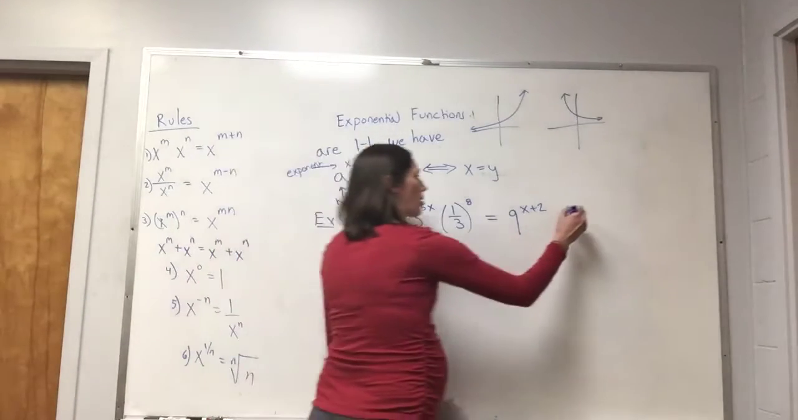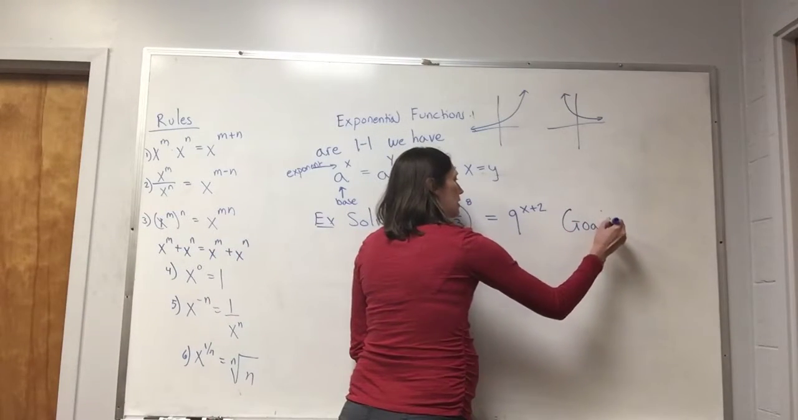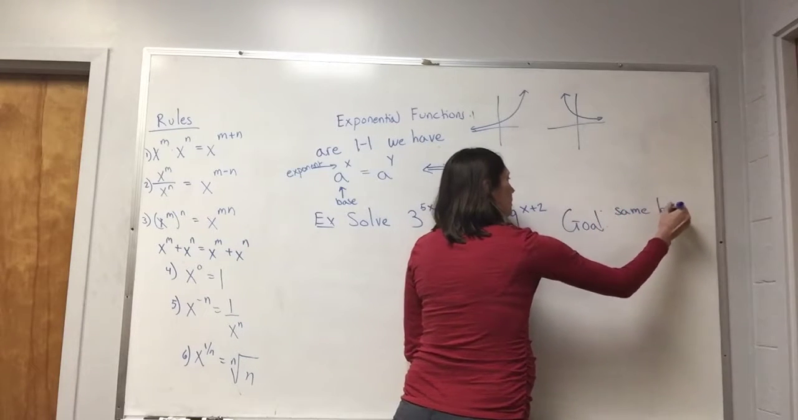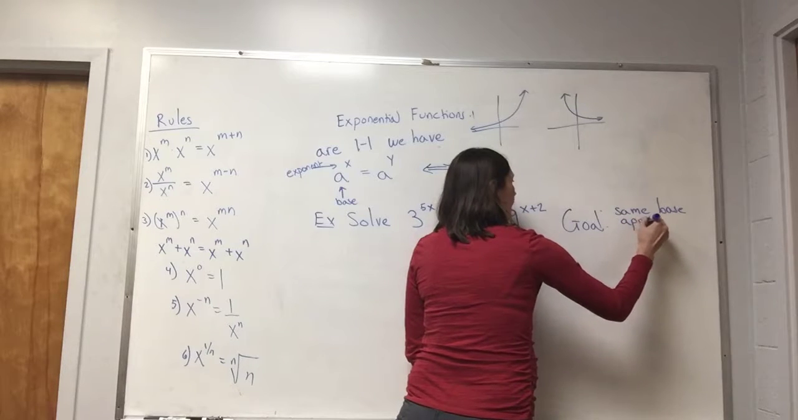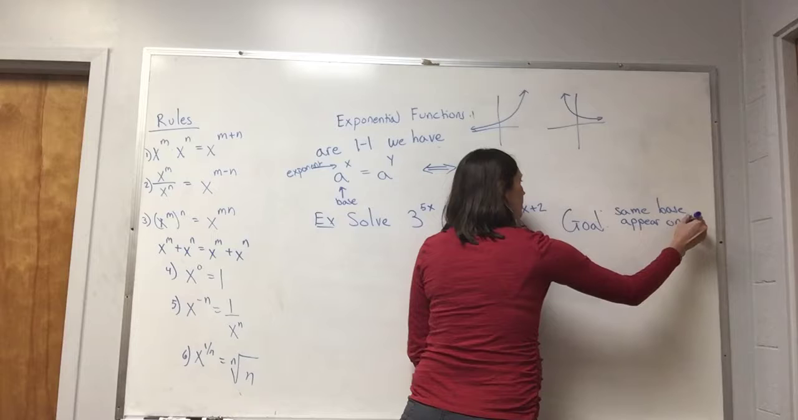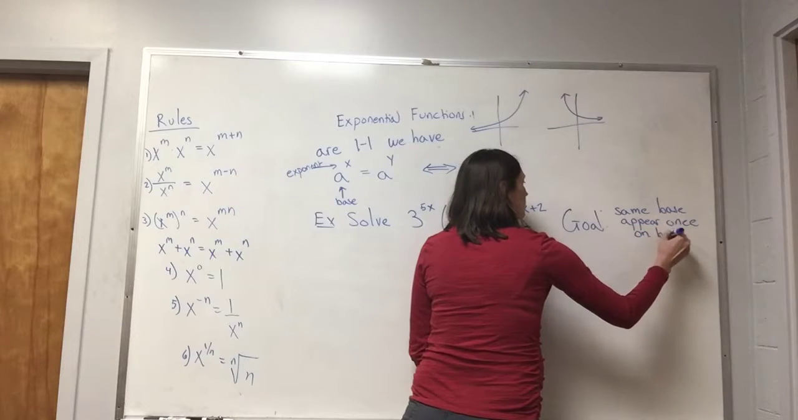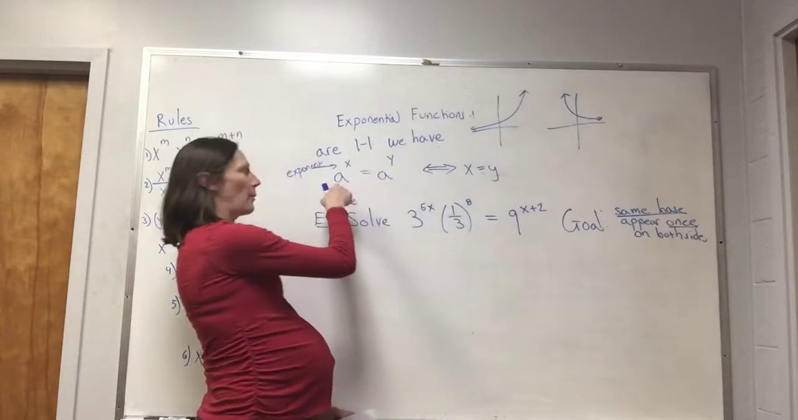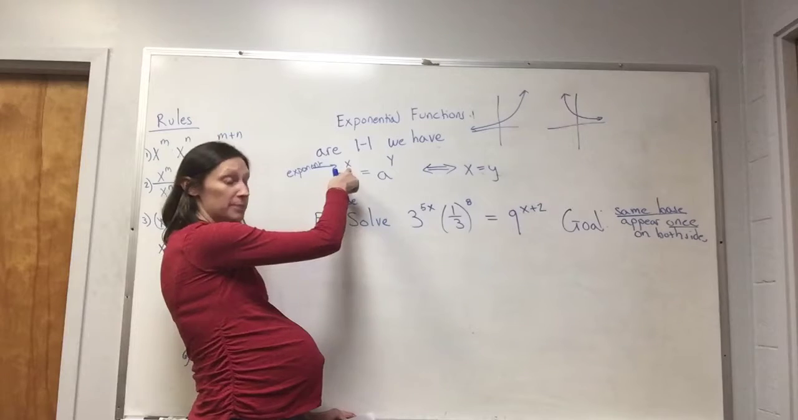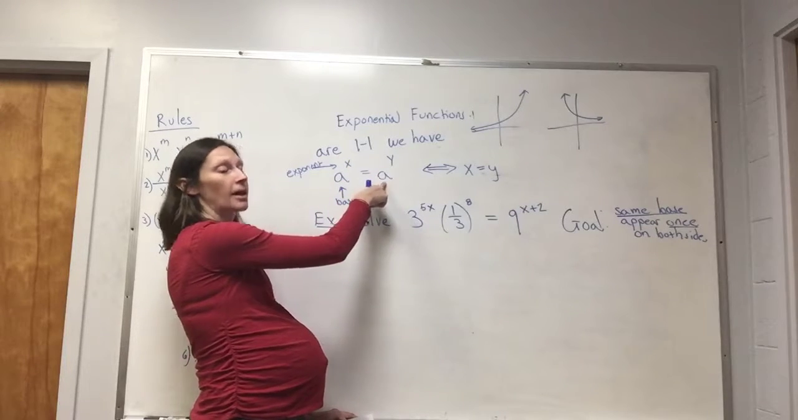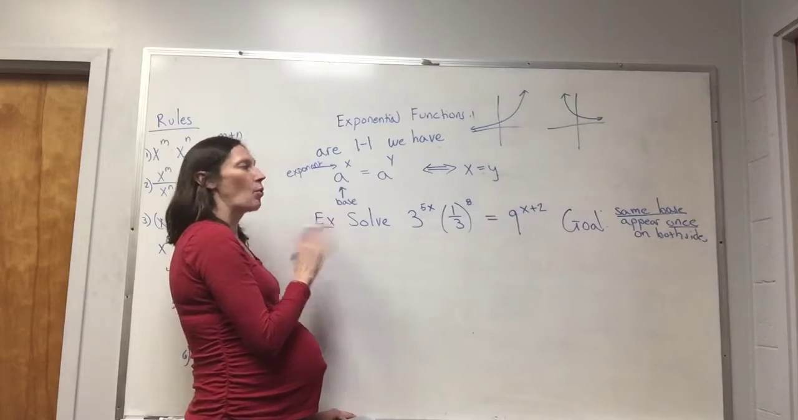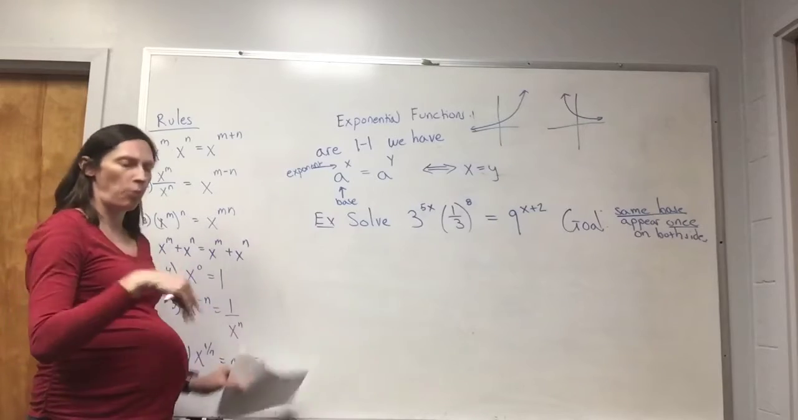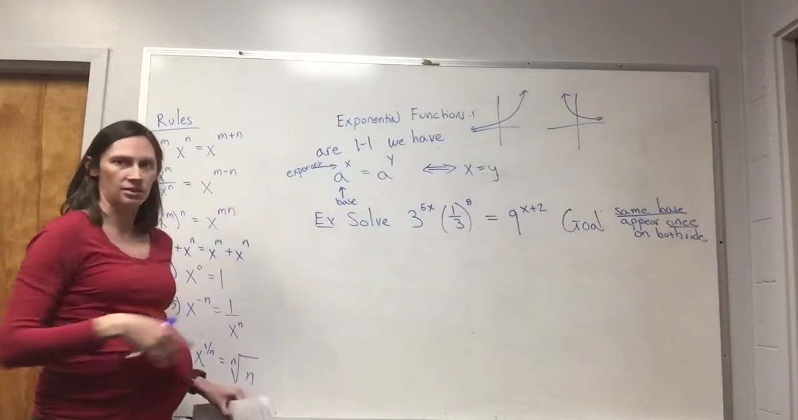But let's go over that goal. My goal is to have the same base appear once on both sides of the equal sign. Okay, so same base appearing once. So that way it's like a number to an exponent, and the same number, same base, appearing exactly once on the other side. Once I have that, then I can simplify the problem. Okay, so that's the goal. If you're not quite sure where we're headed, I'll point out when we've reached our goal, so that way you can kind of make sense of what those words mean.